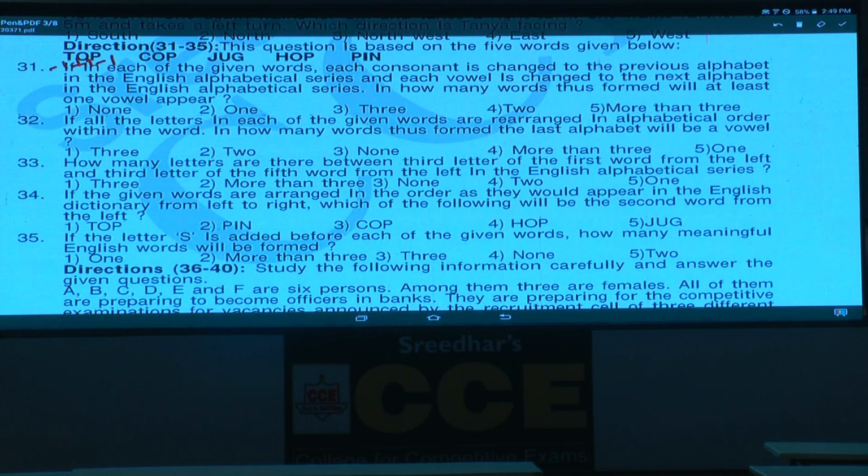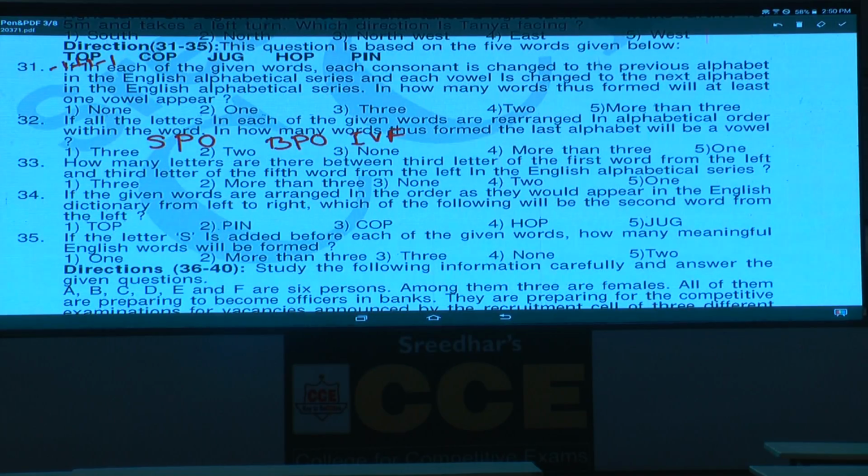Now in this one, TOP. T minus 1 is S, O plus 1 is P, and P minus 1 is what? O. There is one vowel. And COP. Now in this COP, this is a consonant, consonant minus 1, that is B, O is P, and P minus 1 is what? P minus 1, again O, isn't it? Hence one more vowel. Now in this JUG, J minus 1 is I, and U plus 1 is what? U plus 1 is V, and G minus 1 is F, hence IVF, there is one more vowel.